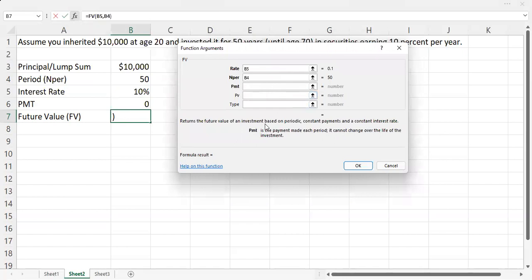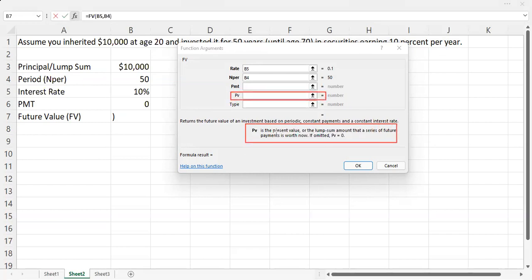And your PMT, payment, is the payment made each period. It cannot change over the life of the investment. In this case, we're not doing any annual payments or monthly payments. We just have a lump sum, so let's leave that blank. The next important field is your PV, which is the present value of the lump sum amount that a series of future payments is worth now. If omitted, PV is equal to 0.